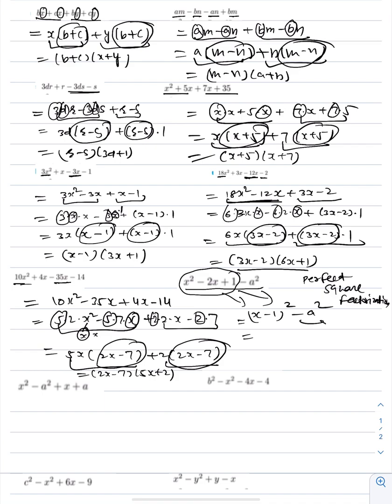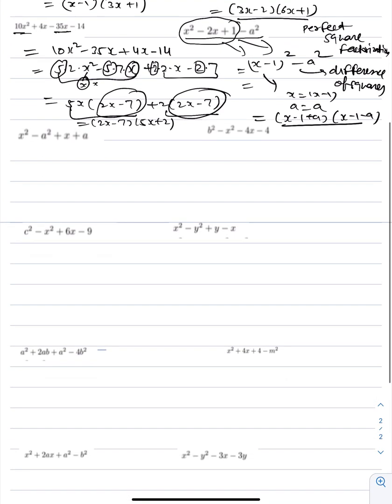And then you have to use a difference of squares. So in this question, we are using 2. Now here, your x is x minus 1 and a is a. So according to the formula, this is x plus a and then x minus a. So x minus 1 plus a, and then you have x minus 1 minus a. So that's your final answer in this case.